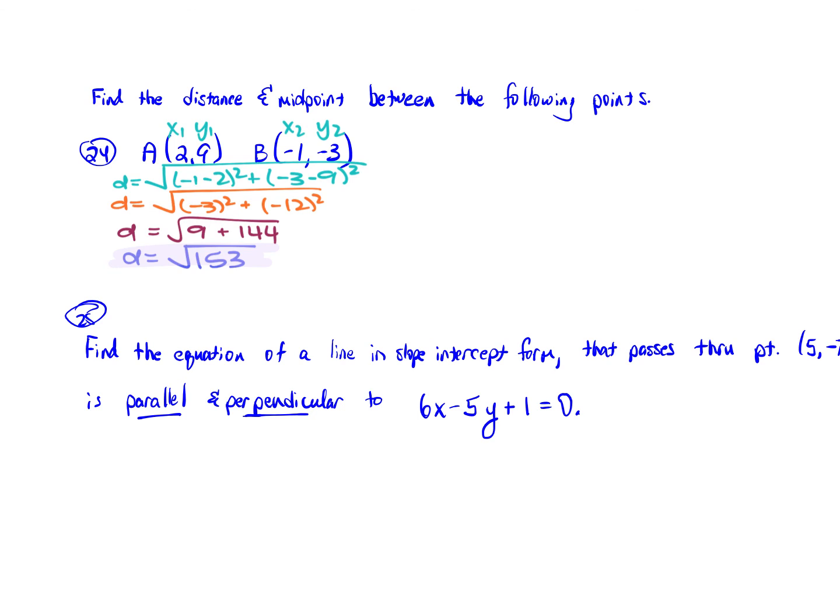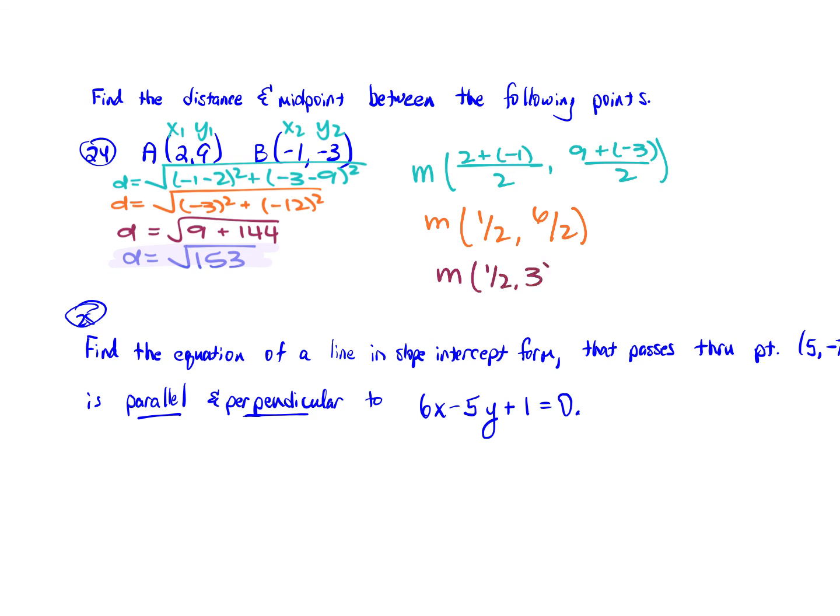For your midpoint, it is x1 plus x2 over 2, comma y1 plus y2 over 2. So just find the sum of your x values divided by 2. That's 2 plus negative 1 all over 2, comma the sum of your y values. So that's 9 plus negative 3 all over 2. The 2 minus 1 gives us 1 over 2. The 3 away from this 9 is 6 over 2. So this just simplifies to give us a midpoint of 1/2, comma 3.